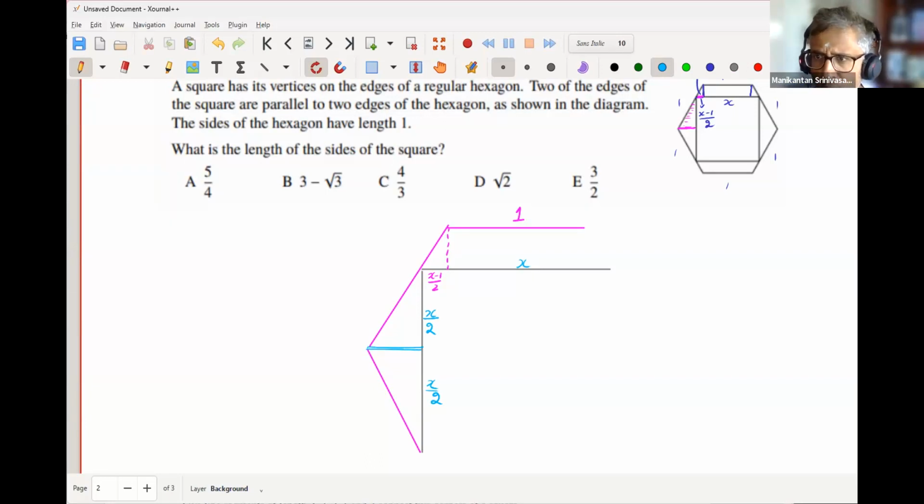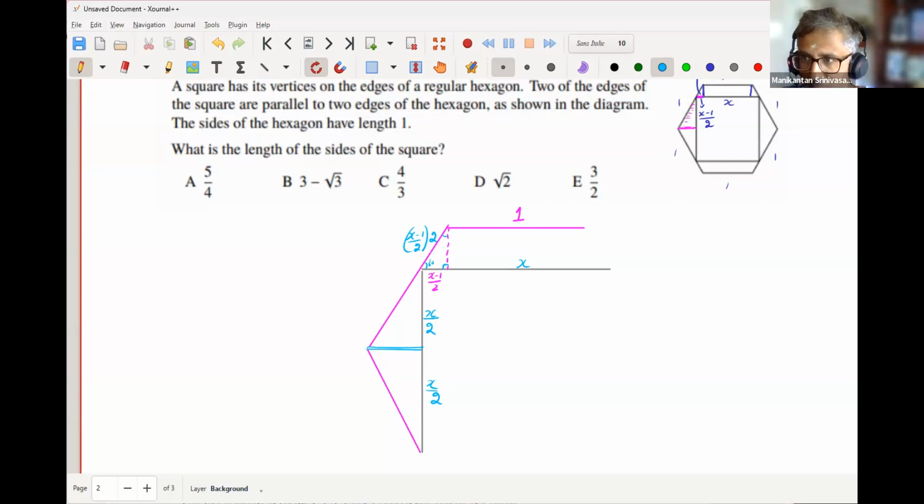Now what do I have? So x minus 1 by 2, and then this is this. Now I can say that this guy is x minus 1 by 2 into 2, because this is a 30, 60, 90 triangle. This is 60 and this is 30. This 1 by 2, right? Are you guys with me? So in this triangle, we have 30, 60, 90. Therefore, this is 2 times x minus 1 by 2.